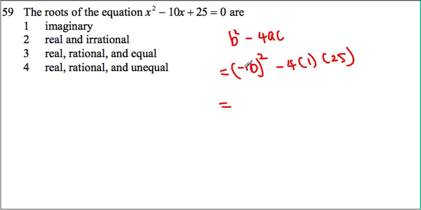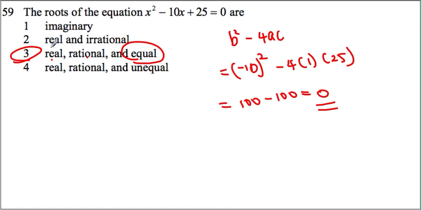Then you will realize that this becomes 100 minus 100. In other words, this becomes 0. When the discriminant is equal to 0, what do you realize? That's right. When the discriminant is equal to 0, that means the roots are equal. That's what it means: real, rational, and equal, which would have been choice 3.